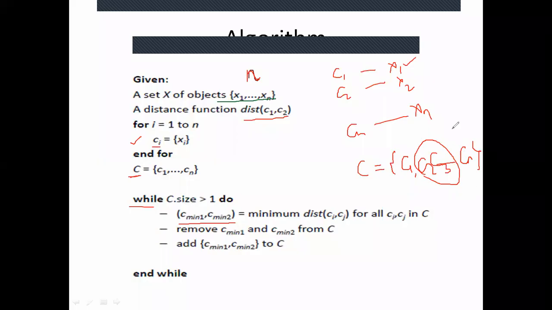So what will we do? We will merge these two. Suppose Cmin1 and Cmin2 are the pair with the minimum distance over all Ci, Cj in C. So I assume the minimum distance is between these two clusters, and I will merge them into one. We will remove C2 and C3 from this set, and instead I'm adding this merged cluster, because I have merged these two into one cluster.